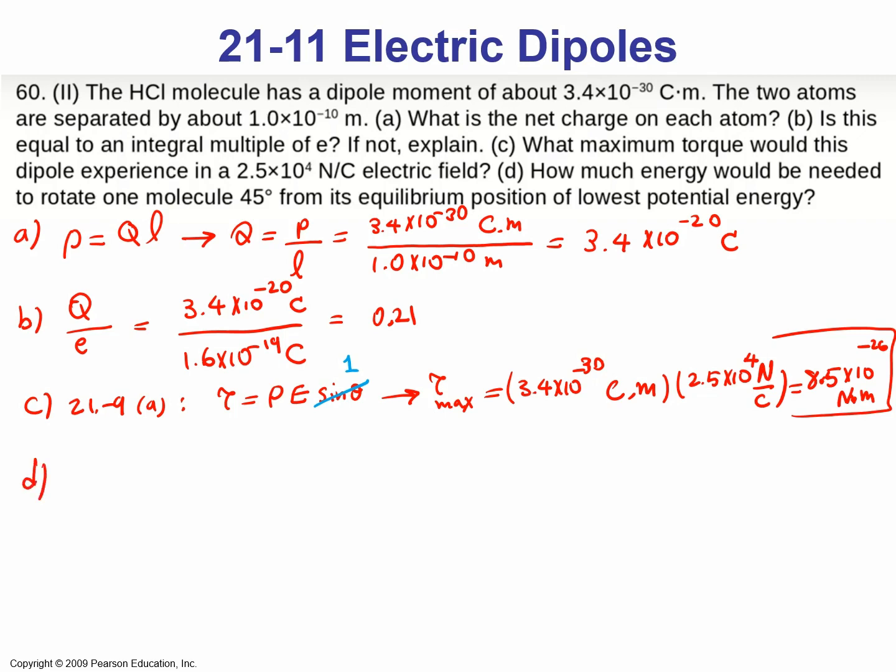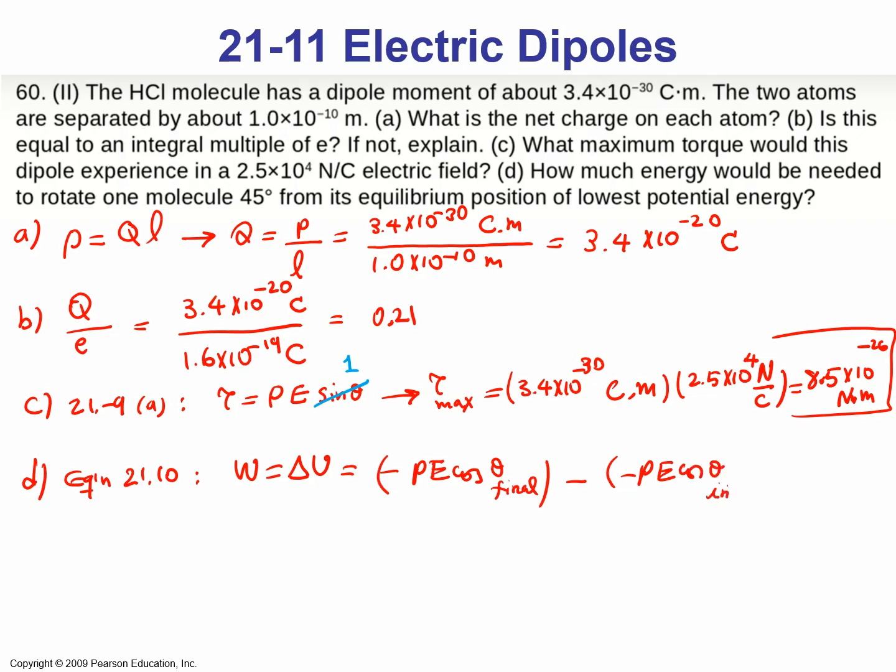For part D, we use the energy needed from an external force, which is the change in potential energy. So we use equation 21.10 from the book, which says the work done to change the internal energy is equal to minus pE cosine theta final minus pE cosine theta initial. Okay, and if we factor out pE, we will have cosine theta initial minus cosine theta final.